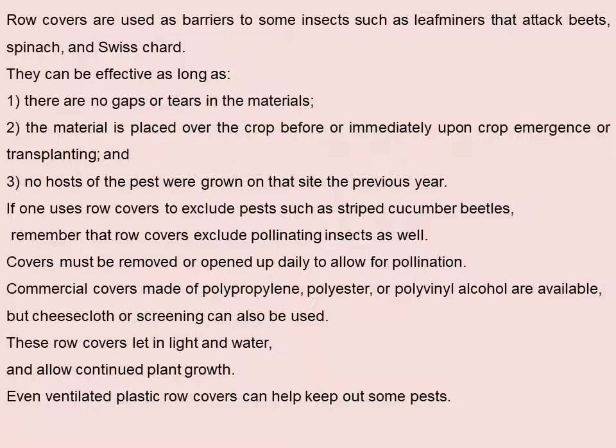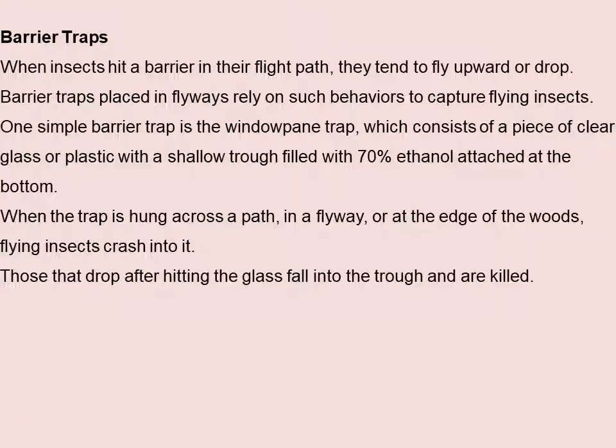Covers must be removed or opened up daily to allow pollination. Commercial covers made of polypropylene, polyester, or polyvinyl alcohol are available, but cheesecloth or screening can also be used. These row covers let in light and water and allow continued plant growth. Even ventilated plastic row covers can help keep out some pests.